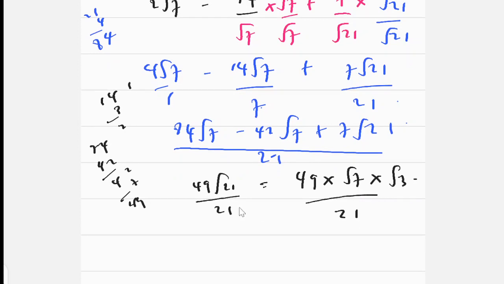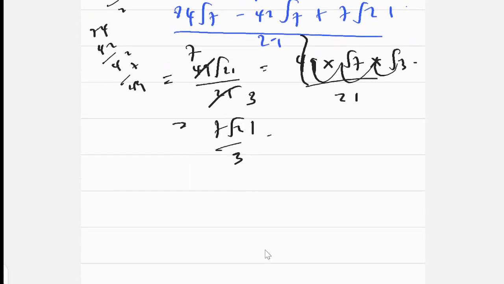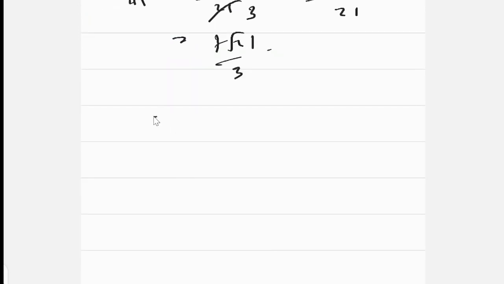So 49 divided by what? 49 root 21 divided by root 21. Oh, sorry. I think 7 can go. 7 here is 3, 7 here is 7. Then I'm going to have 7 root 21 divided by 3. That's that. But another method, if you don't want to stretch yourself, is to just find the LCM directly.